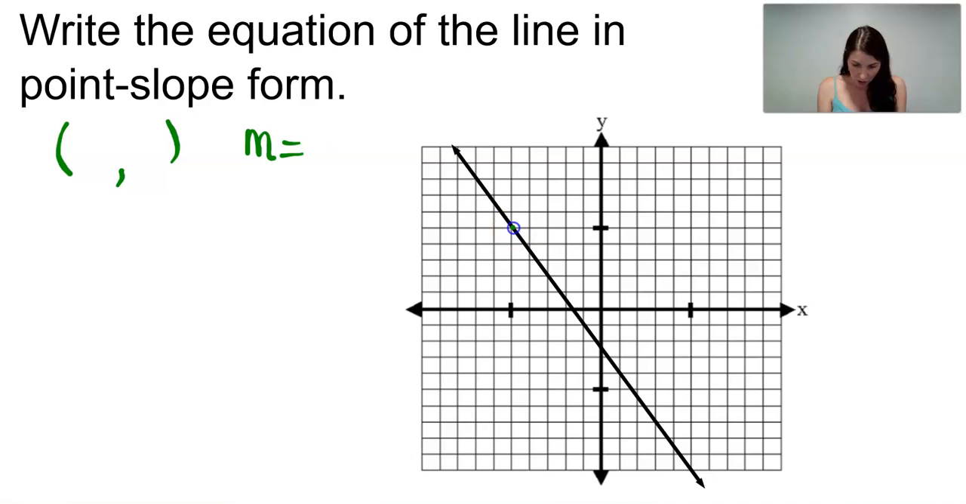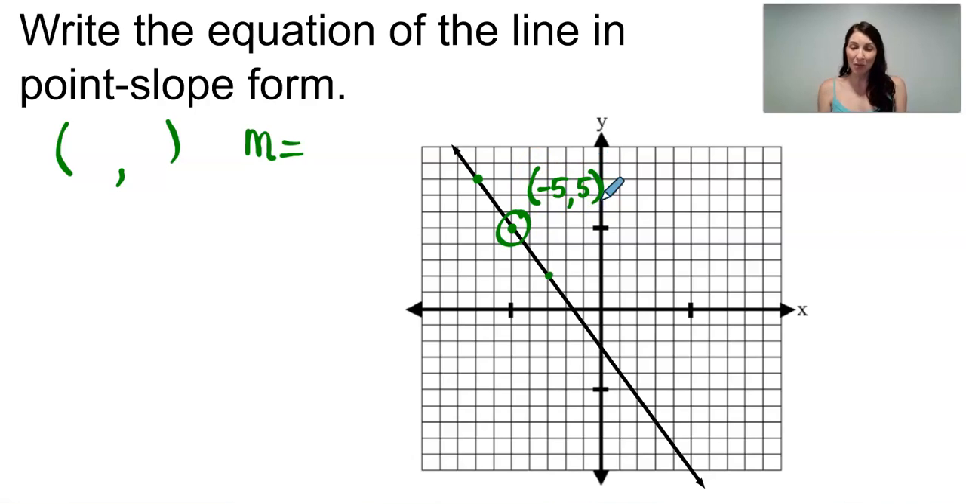If you think about it, I could choose this point right here, or I could choose this point right here, or this point right here. It doesn't matter which point you choose, they would all be correct if you plug it into point-slope form. I'll go ahead and use this point right here. The coordinates of that point is -5, 5.